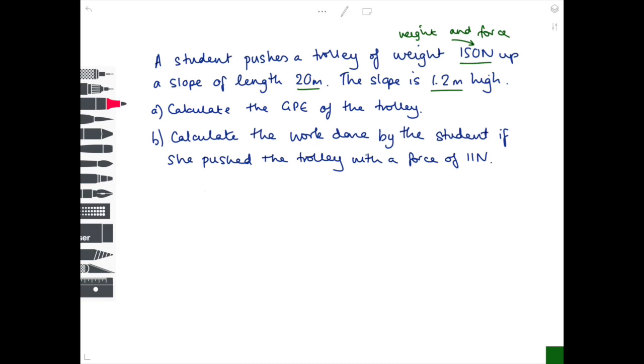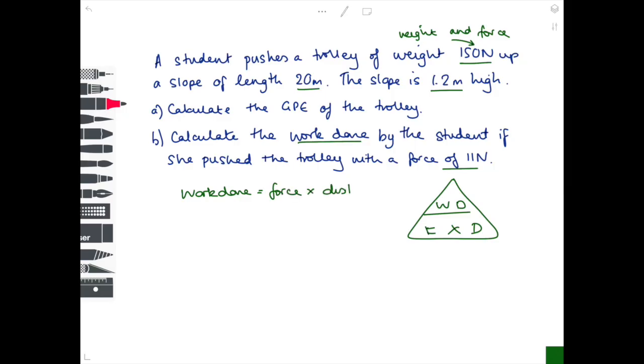So in B, we're calculating the work done by the student if she pushed the trolley with a force of 11 newtons. So we have work done, we have force. So the formula triangle we need this time is work done equals force times distance. So we're looking for work done. Let's write out the equation. Equals force times distance. The force we know is 11 newtons. The distance, look higher up in the question, she pushed it up a slope of length 20 meters. So that's why we substitute in 20 here. Pop it into the calculator and you know that it is 220. Work done, remember, has the same units as energy, which is why I'm putting 220 joules.